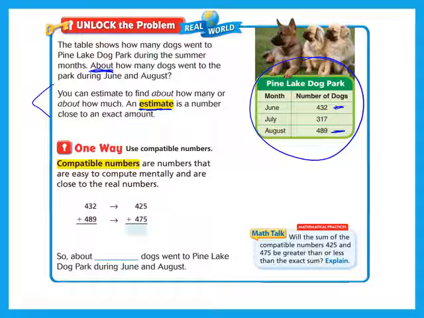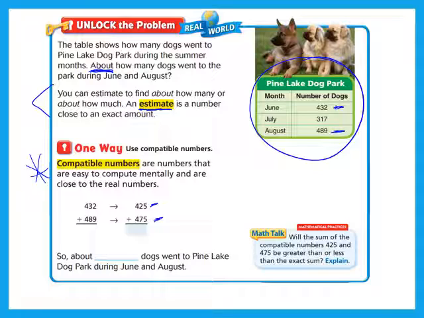Now, one strategy that I can use to estimate sums is compatible numbers. Compatible numbers are numbers that are easy to compute mentally and are close to the real numbers. They've already given me 425 and 475 as compatible numbers. I think they've chosen this for a few reasons. One, it's easy to add these digits, 5 plus 5, 2 plus 7, and 4 plus 4.